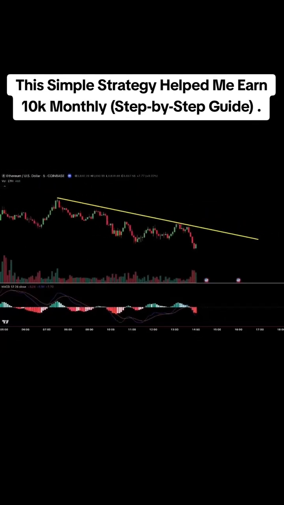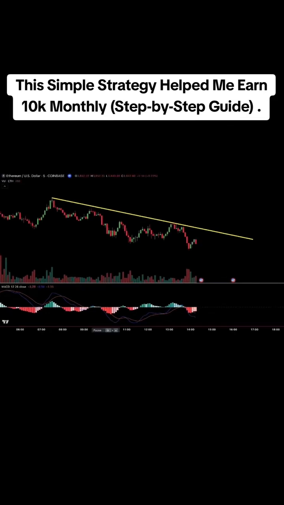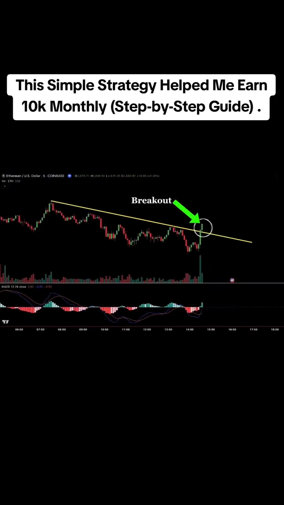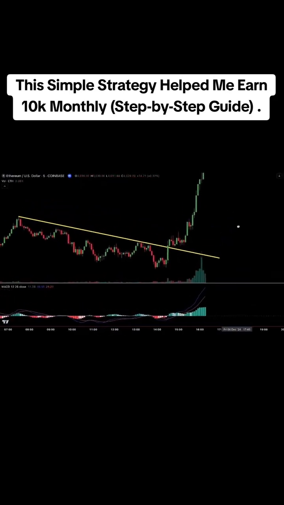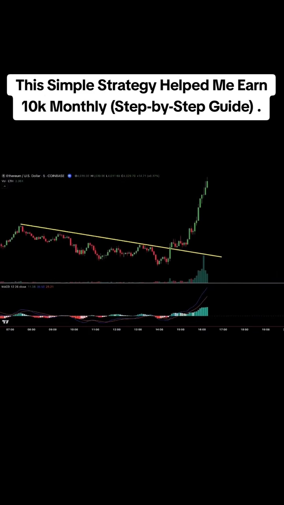Let's flip the script and look at a bullish scenario. Here's another 5-minute chart of Ethereum with a descending trend line. We wait for the price to break above the trend line, signaling a potential reversal to an uptrend. To confirm this breakout is supported by strong buying interest, we check the volume. See that spike in volume? That's a clear indication that buyers are stepping in. Now let's validate it further by looking at the MACD indicator. The MACD line crossed above the signal line, signaling bullish momentum. What happened next? The market rallied, giving us an excellent opportunity for a long trade.